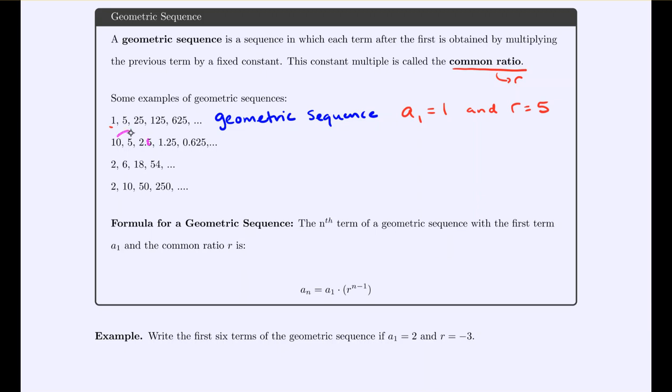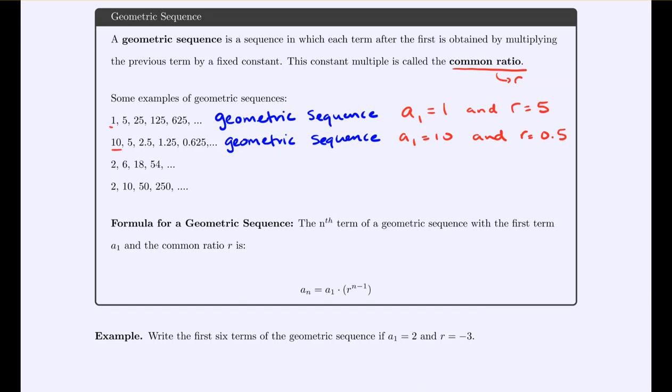So to go from 10 to 5 is multiplying by 1/2. And then to go from 5 to 2.5 is multiplying by 1/2 again. Multiply 2.5 by 1/2 and you get 1.25. Multiply 1.25 by 1/2 and you get 0.625. So the pattern holds that each term is the constant multiple of the previous, and specifically, we would describe this as a geometric sequence with our first term being 10 and our common ratio equal to 1/2.